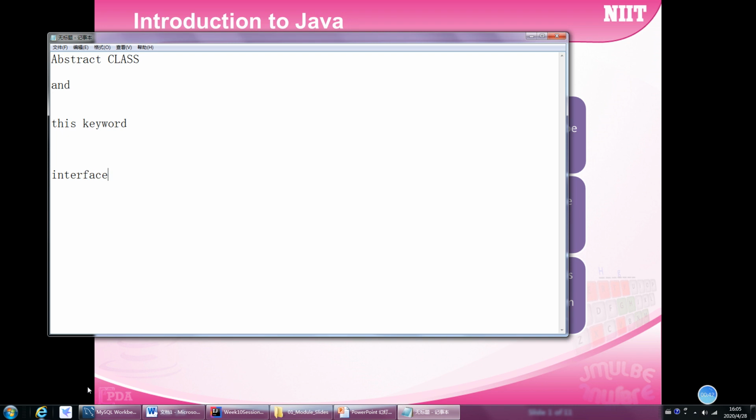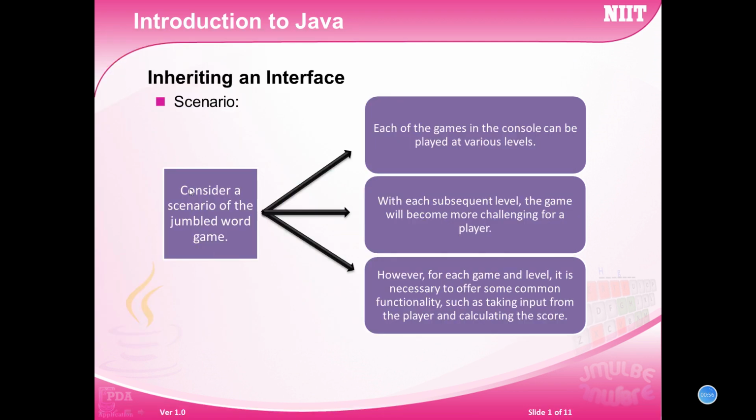What is an interface? That's a question. You can have a look at this scenario here. Consider a scenario of the jumbled word game. Each game in the console can be played at various levels, and at each subsequent level the game will become more challenging for the player.